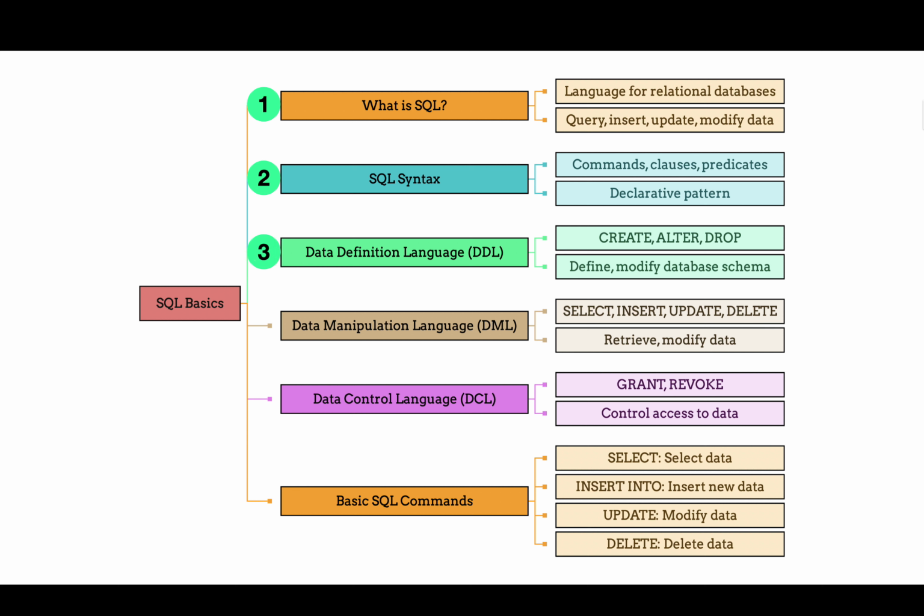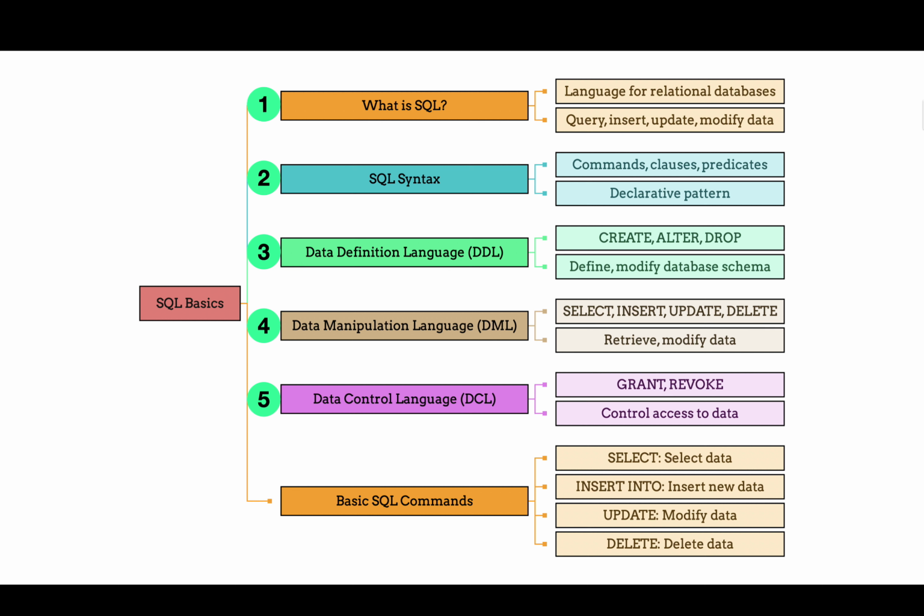3. Data definition language, DDL, includes commands like create, alter, and drop. These commands are used to define and modify database schema and structure. 4. Data manipulation language, DML, consists of commands like select, insert, update, and delete. These are used for retrieving and modifying data within database tables.